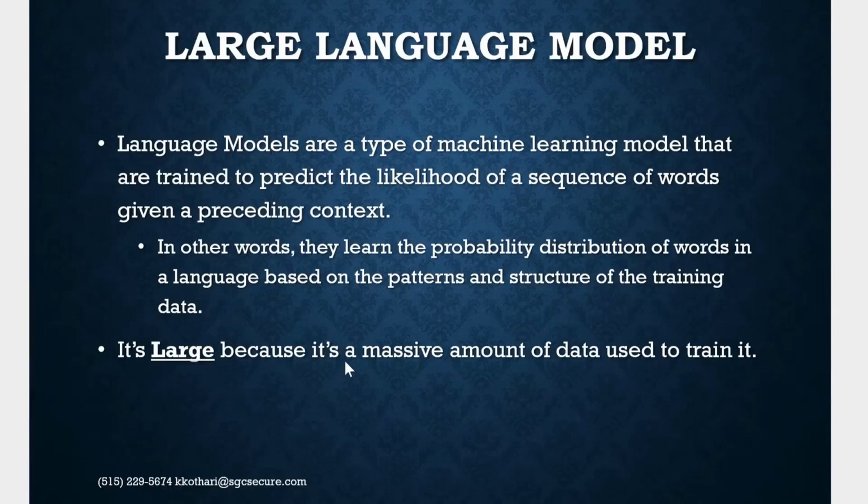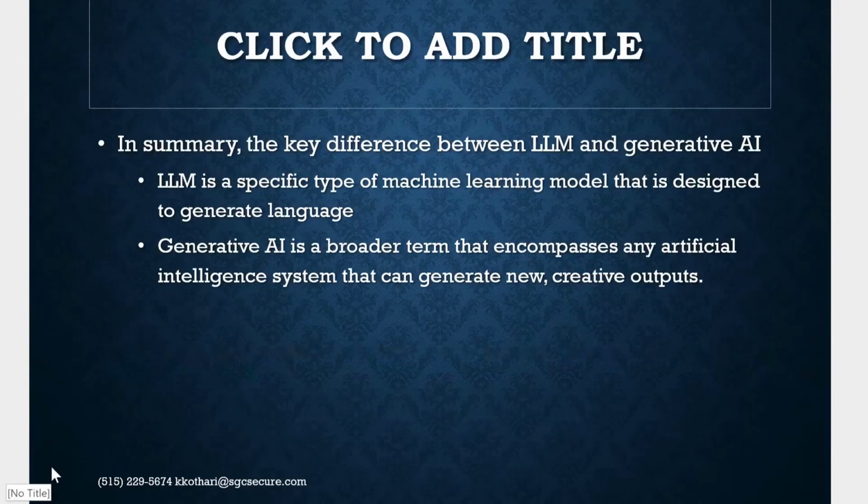It's large because there's a massive amount of data that's used to train it. ChatGPT is both. It's a large language model and a generative AI model. The difference is, large language models are a specific type of machine learning designed to generate language, and generative AI is a broader term that encompasses any AI system that can generate new or creative output.